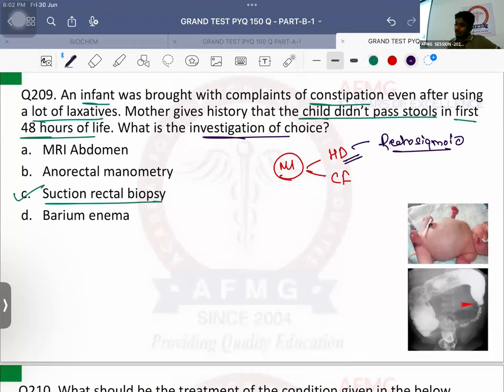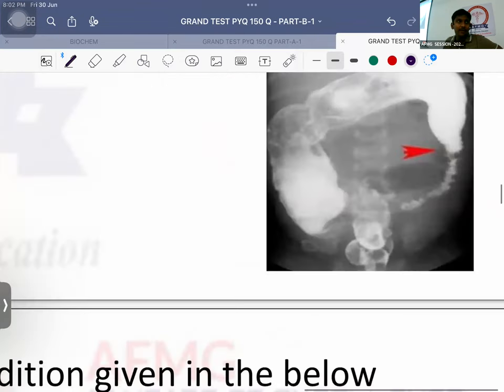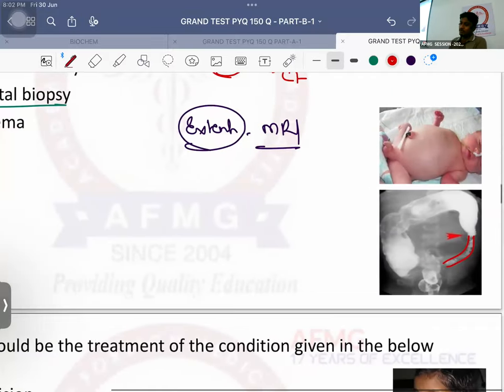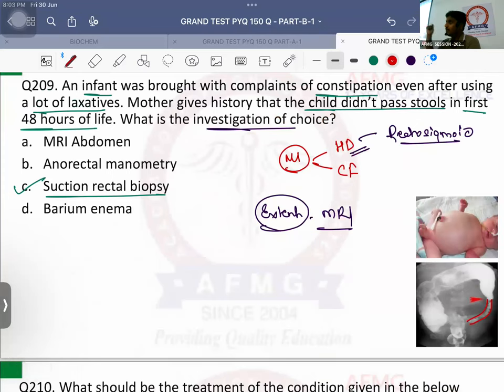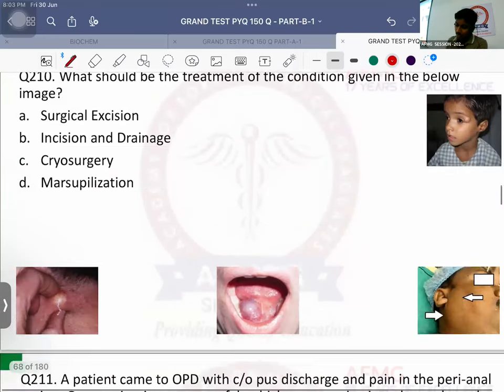To see the extent of the disease, investigation of choice is MRI. If not an option, go for barium enema. It will tell you how much segment is aganglionic. Therefore, you have to cut that particular segment. Na? What are the surgeries which are done in Hirschsprung disease? Duhamel's operation, Swenson's operation, and Park's coloanal anastomosis. Okay? That's important. Question number 210.